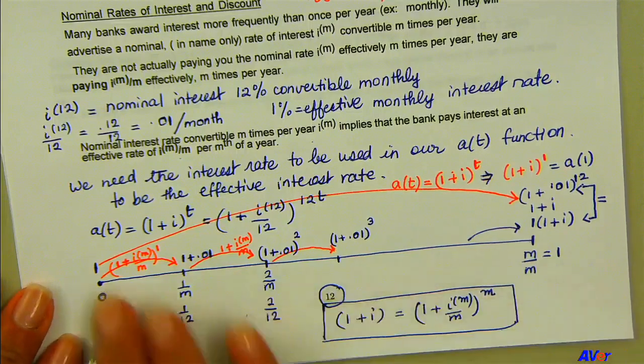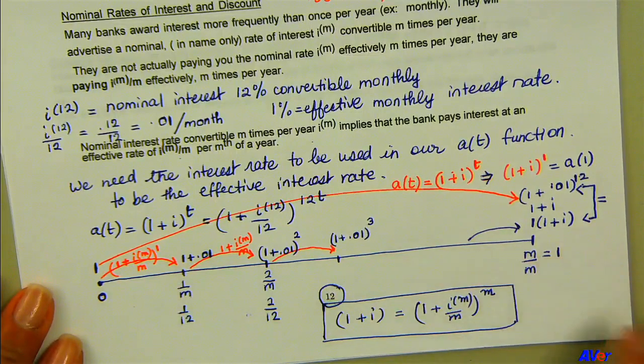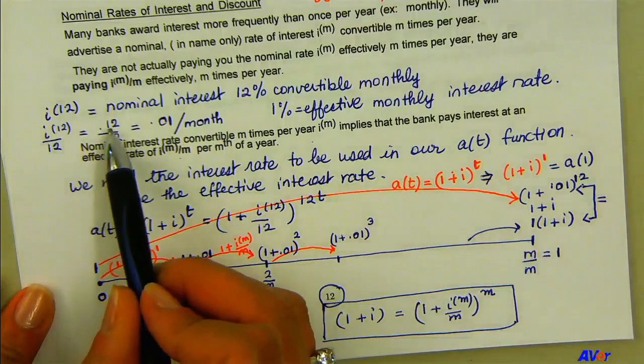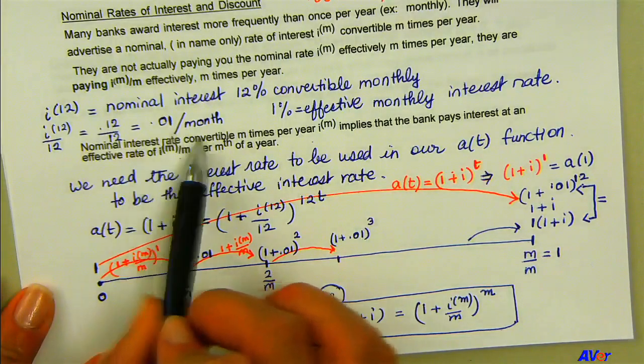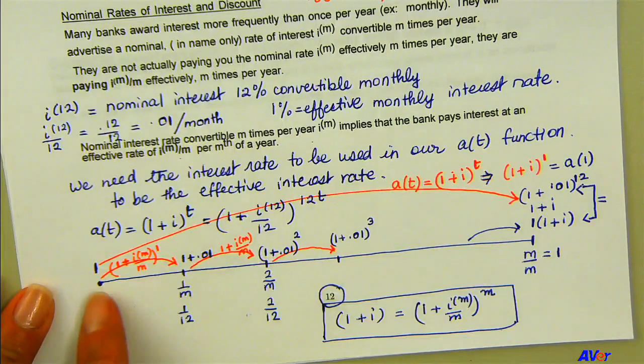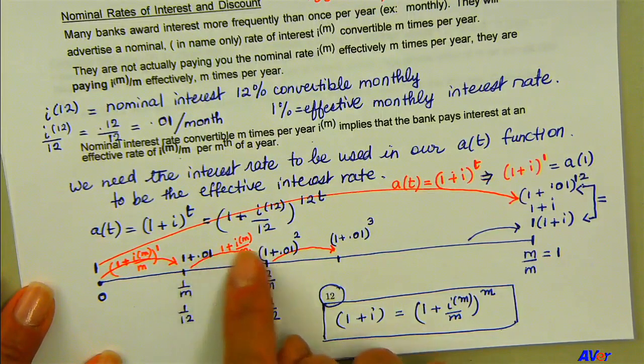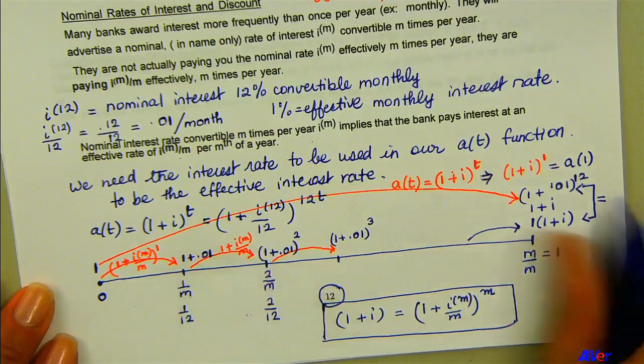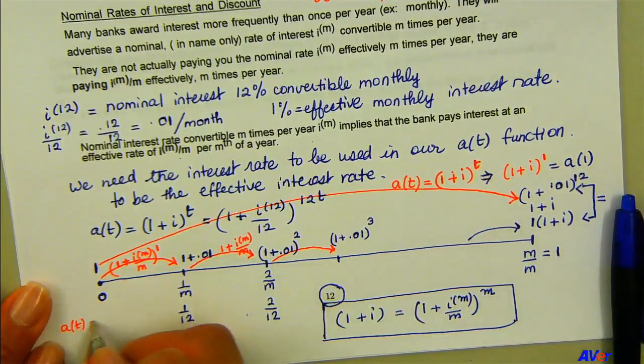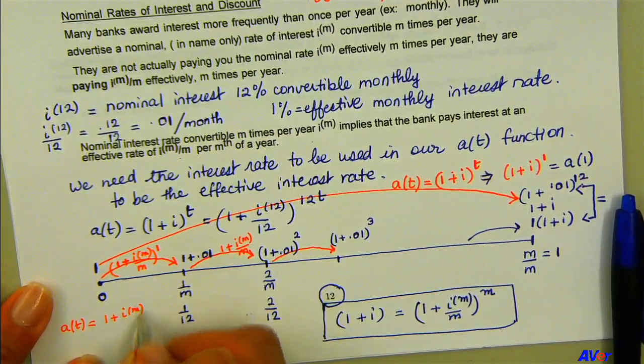So is there any confusion with what went on here? Please tell me right now. Maybe I can repeat it and you can ask me questions. I'm saying that if I have a rate which is i^(12), which is equal to 12%, that amounts to 1% per month. So if I start with $1, then at the end of 1 month, I have $1.01. Then this grows according to A of t. Let me write that. My little a of t is equal to 1 plus i^(m) over m.